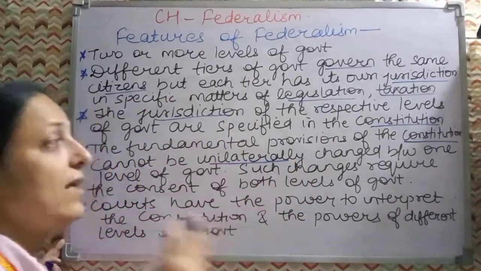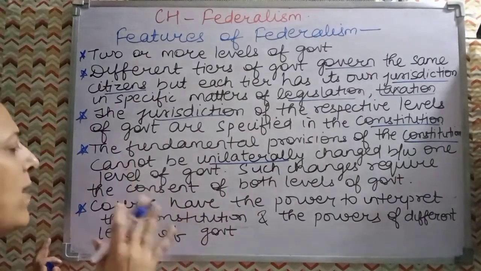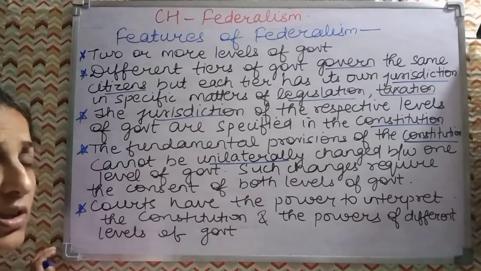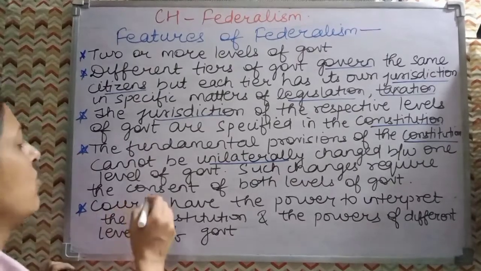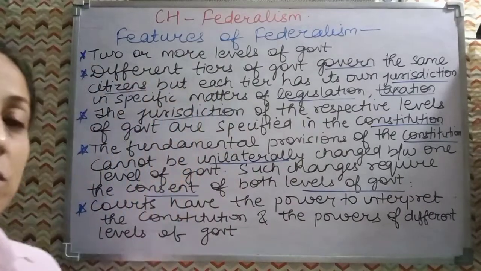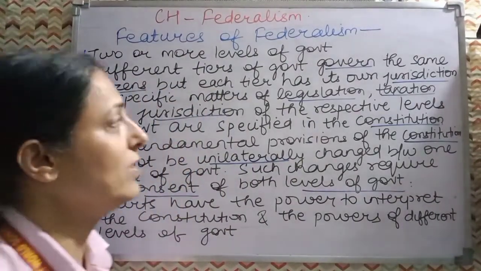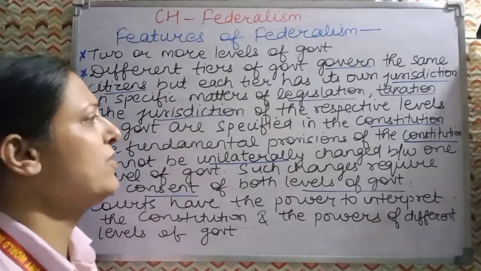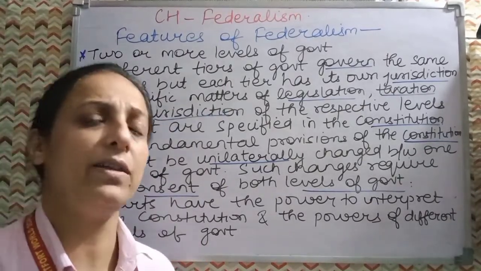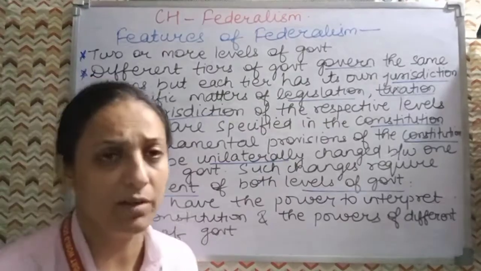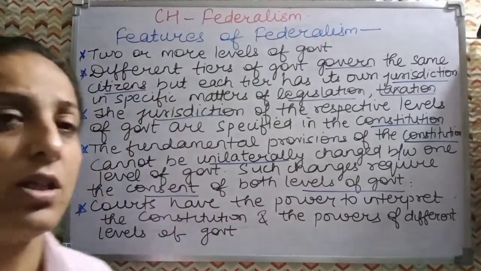Unilaterally means one-sided. Cannot be changed by one level of government. And such change, if any change we want in the provisions of the constitution, requires consent of both the levels of the government. So this is one of the very important features of federalism, that the fundamental provisions of the constitution cannot be changed by one level of the government. It requires the consent of both the levels of the government in order to go for a change.